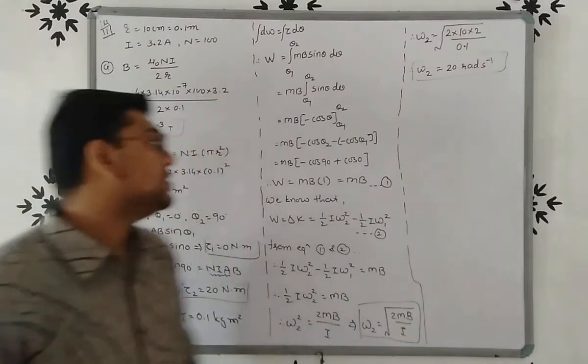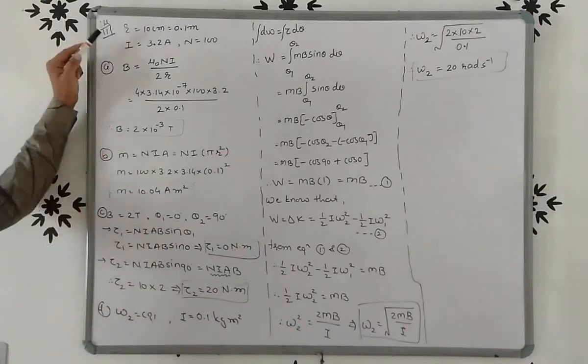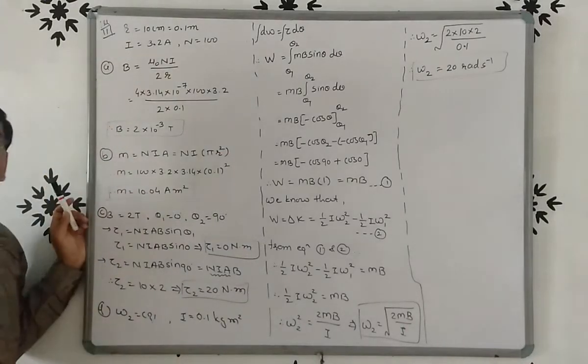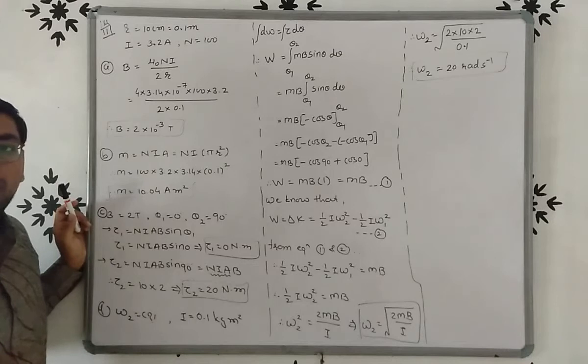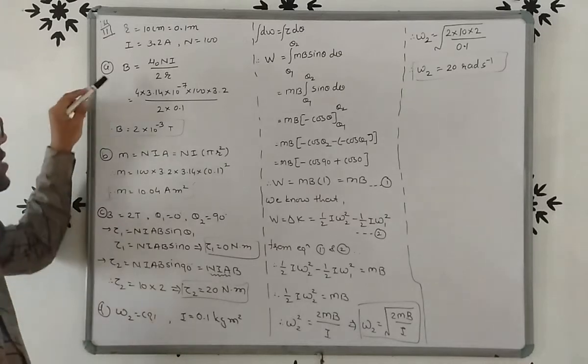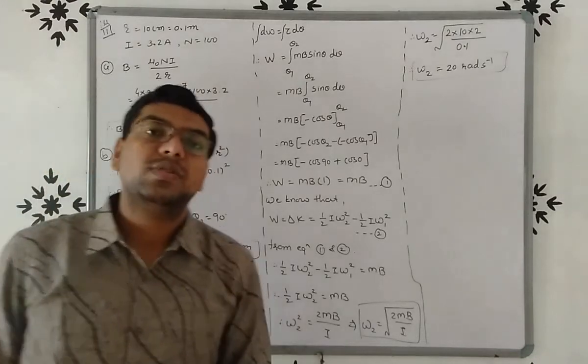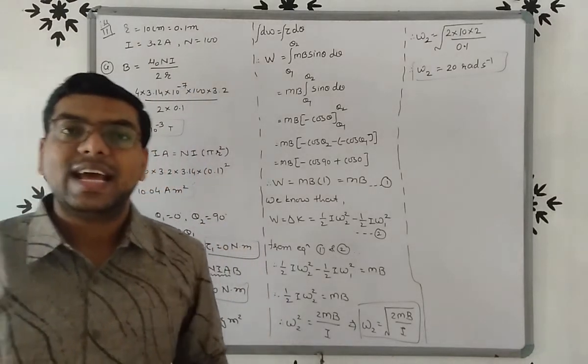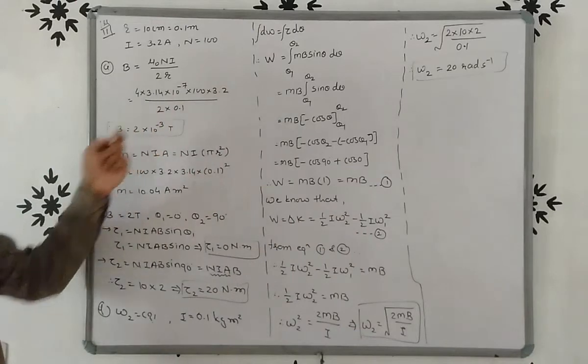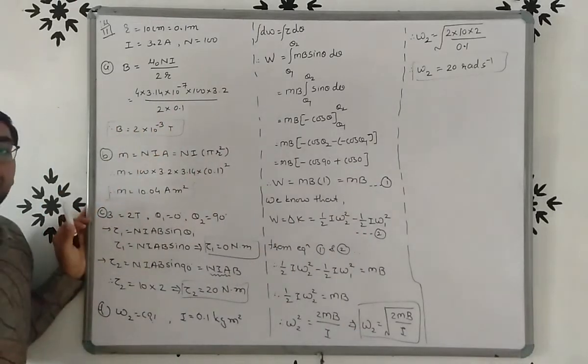Once again friends, see here. Here the radius, current and number of turns are given. We have to find the magnetic field at the center. So we know that B is equal to mu 0 N i upon 2R. We know the values of mu 0, N, i and R. So after calculating this, we get the magnetic field B.